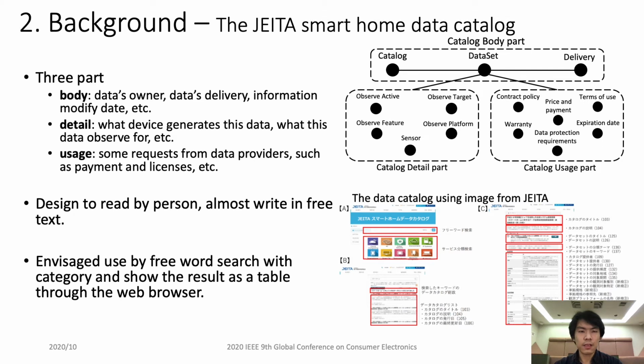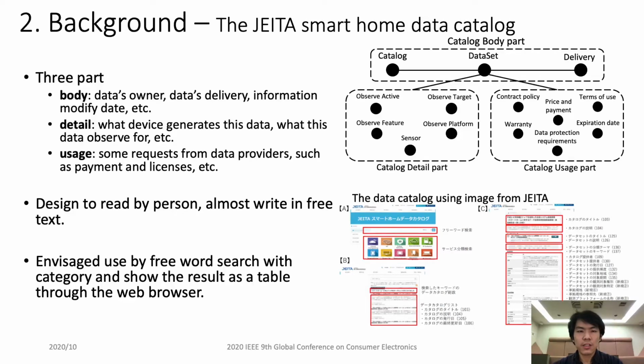This data catalog has three parts. The body part is about the data's owner, the data's delivery, and the information modified date. The detail part is about what device generates this data and what this data observed for. In the usage part, there are some requests from the provider, such as payment and license.